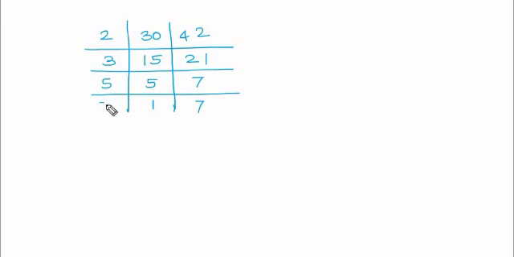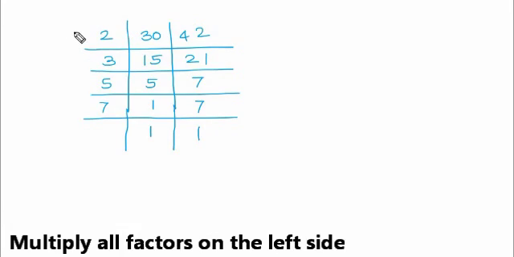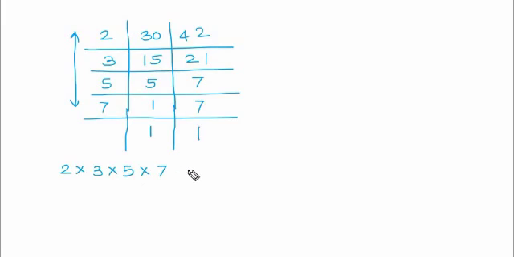Now here, we will take 7 as the next divisor. We cannot divide 1 by 7, so 1 comes down as it is. 7 ones are 7, so 1 comes here. The moment we get 1 at the end here, we'll stop and we will multiply all these factors. So, 2 multiplied by 3 multiplied by 5 multiplied by 7. That gives us 2 into 3 is 6, 6 into 5 is 30, 30 into 7 is 210. And 210 is our LCM, lowest common multiple.